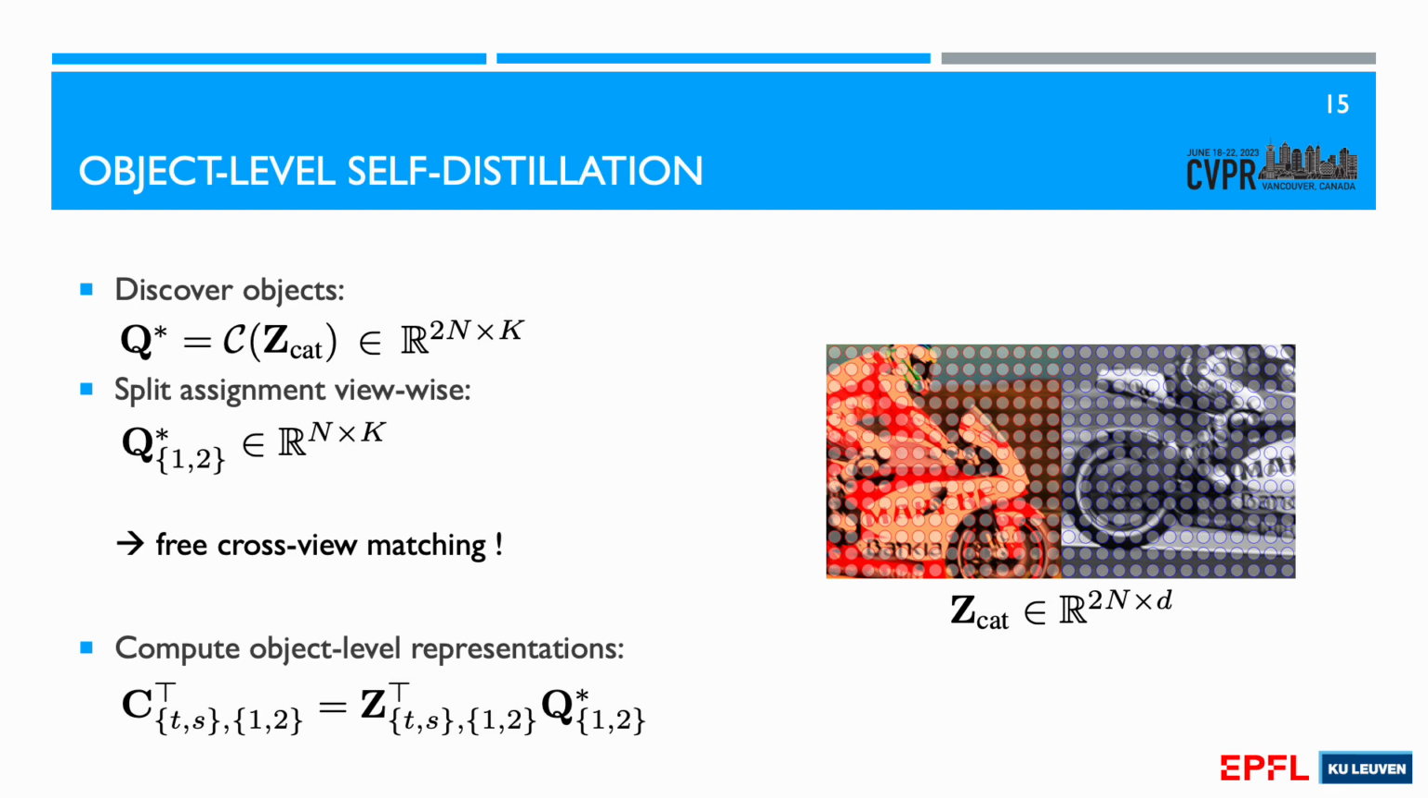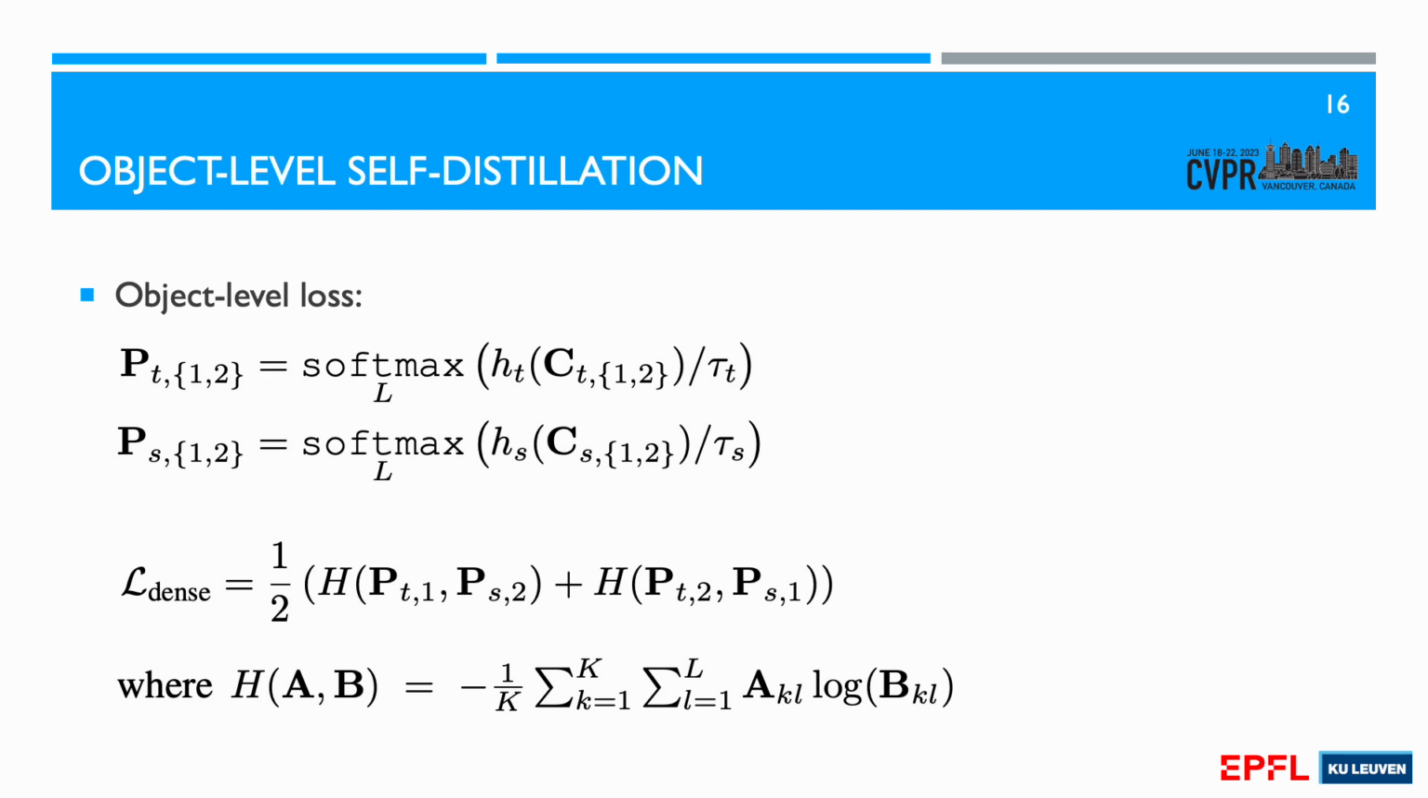Given our assignment q1 and q2, we can produce object representations by pooling the representations assigned to each cluster k. These object-level representations are stored in a matrix which we denote by C. The object-level self-distillation loss is completely analogous to the image-level self-distillation, with the exception that we have multiple object-level representations per view instead of a single image-level representation. The self-distillation loss is averaged for every pair of object-level representations assigned to the same cluster.